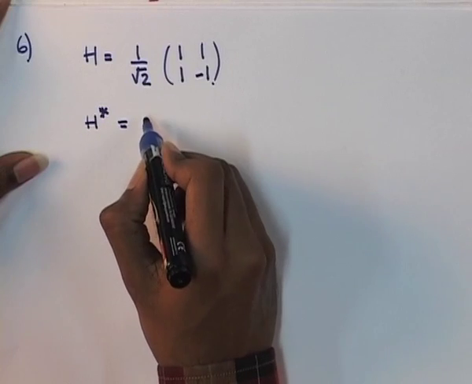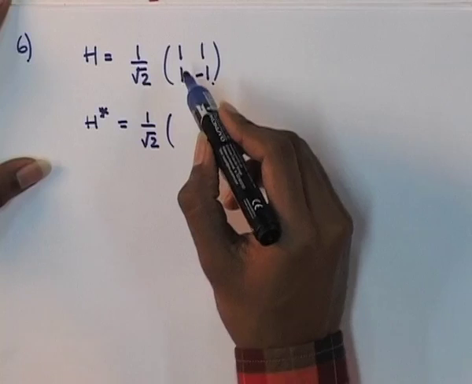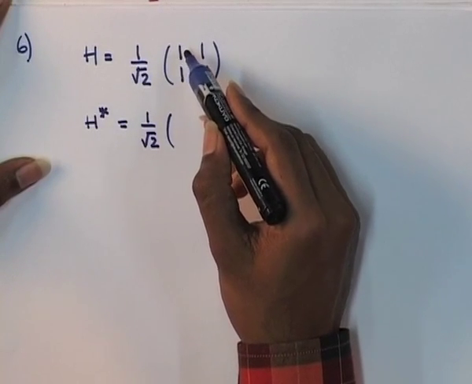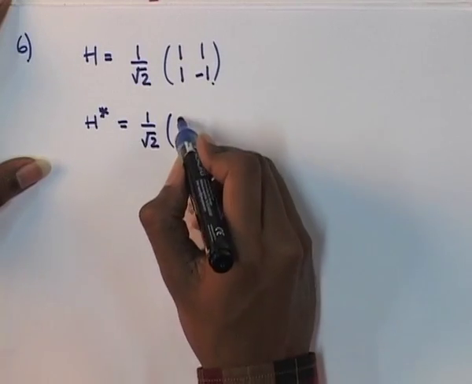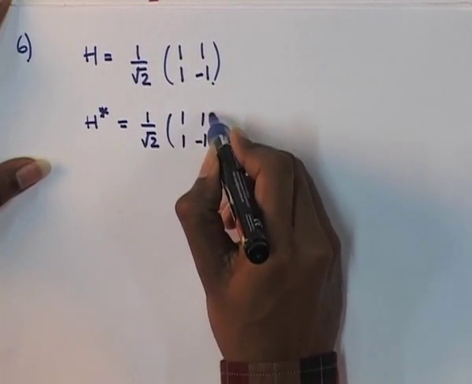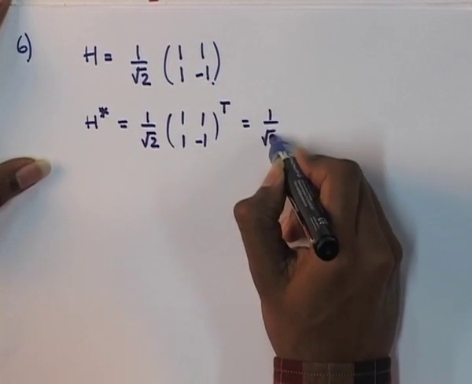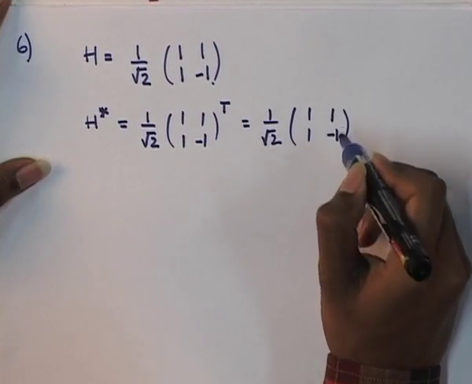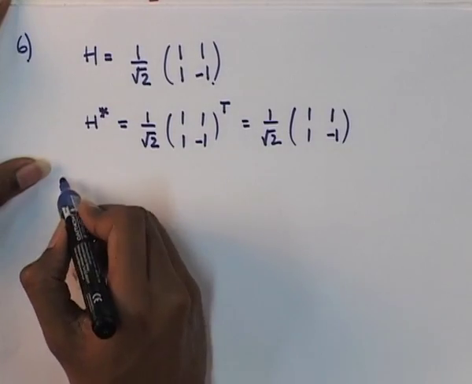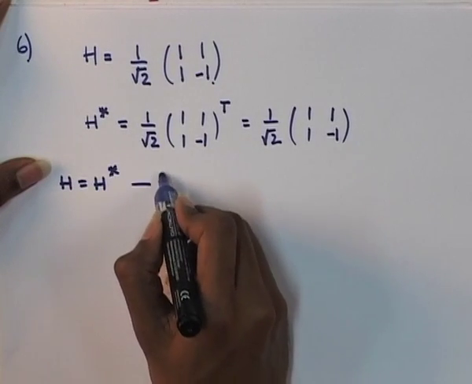H star is obtained by replacing original terms in H with their complex conjugate. As all the terms are real, we obtain the same matrix, and we need to take the transpose. After taking the transpose, we end up with the same matrix again. And now we can clearly see that H is equal to H star. So it is Hermitian.